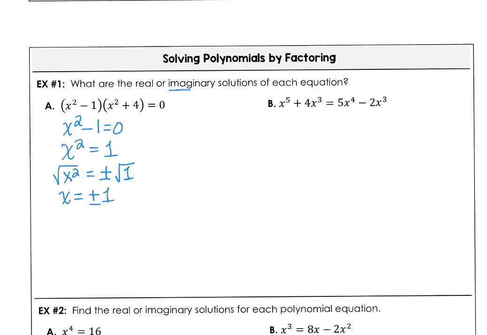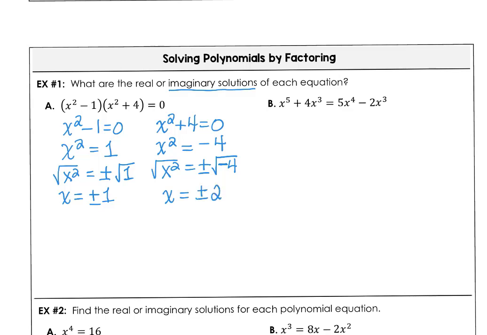And when we look at imaginary solutions, on the second factor, x squared plus 4 is equal to 0. When we're talking about the complex number system, then we're allowed to take the square root of a negative number. So x is positive or negative square root of negative 4. And we know the square root of negative 1 is i. So the square root of 4 is 2. And my imaginary solutions are 2i and negative 2i.